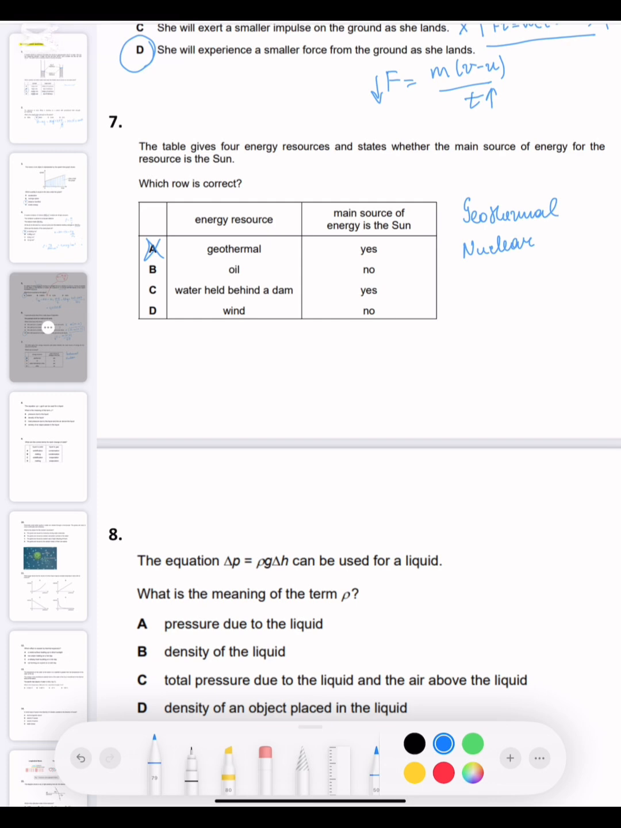For most other energy resources, such as fossil fuels, coal, oil, natural gas, wind, hydropower, biomass, the energy ultimately traces back to the sun. So the answer is C. Water held behind the dam, hydroelectric power stations, they derive the energy from the sun. Yes, the answer is C.